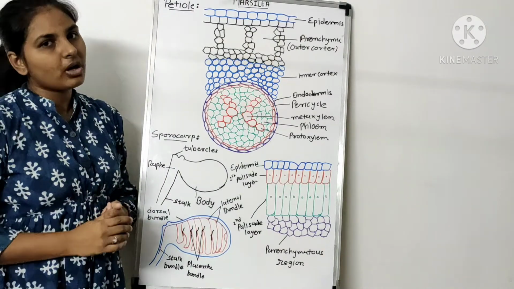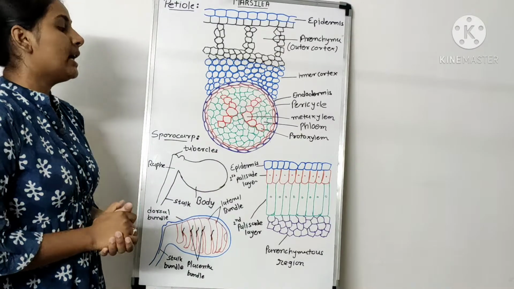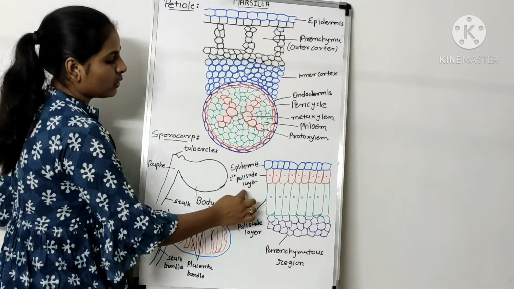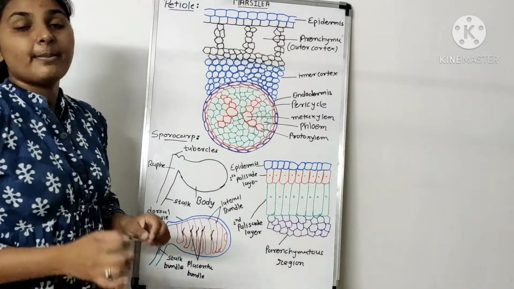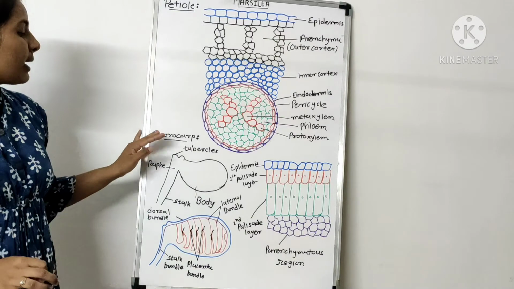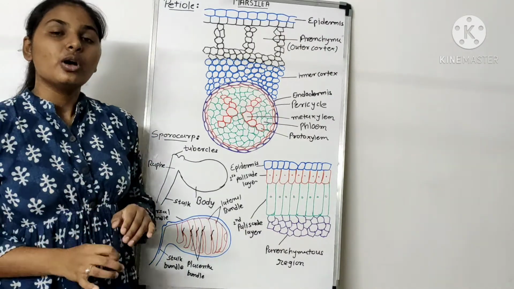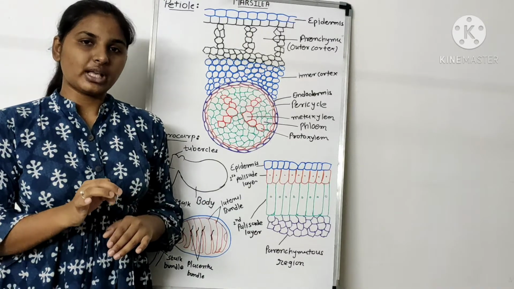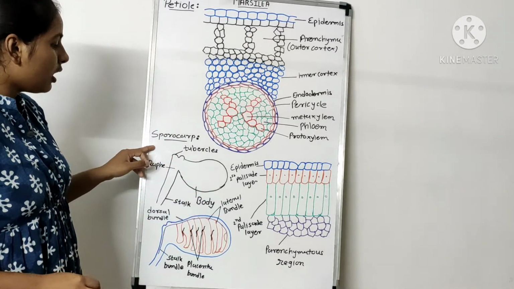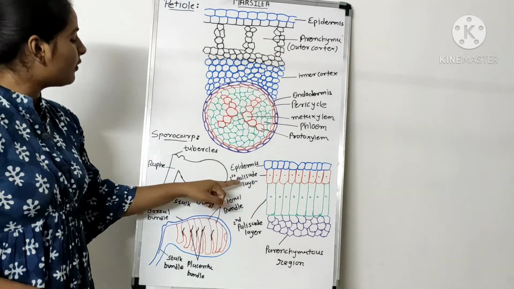After that we talk about the reproductive structure of Marshallea. This is the Marshallea reproductive structure, known as a sporocarp. Marshallea is heterosporous. Marshallea sporangia have microspores and megaspores. Both spores are contained in sporangia. Okay, this is the simple structure of the sporocarp.